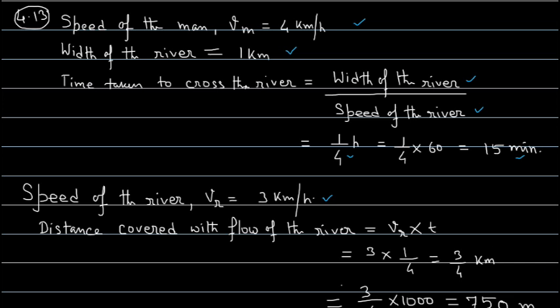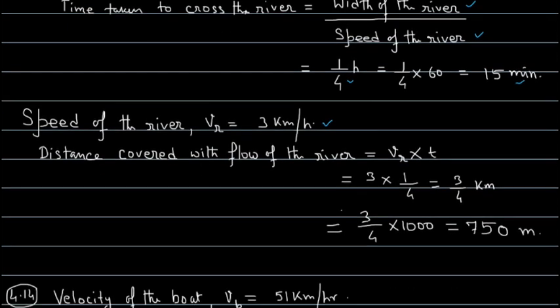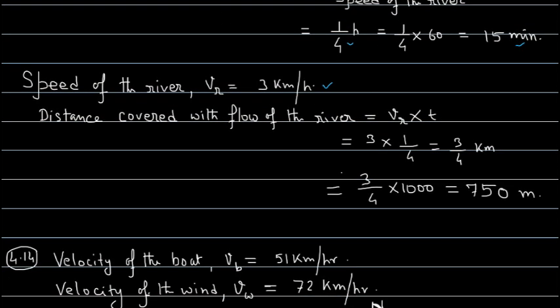Now speed of the river Vr is equal to 3 kilometer per hour. Now the distance covered with the flow of the river is equal to Vr into t. That is Vr is 3 into t is 1 by 4, which is equal to 3 upon 4 kilometer. Again we convert it into meters, multiplying by 1000. So 3 by 4 into 1000, that is 750 meters.